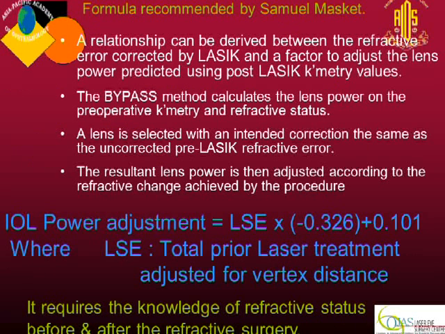The formula recommended by Samuel Masket is again a relationship that can be derived between the refractive error corrected by LASIK and a factor to adjust the lens power predicted using post-LASIK keratometry values. Here you have an IOL power adjustment wherein you have the total prior laser treatment adjusted for vertex distance into a factor of 0.326 plus 0.101. Of course, this requires the knowledge of the refractive status before and after refractive surgery.